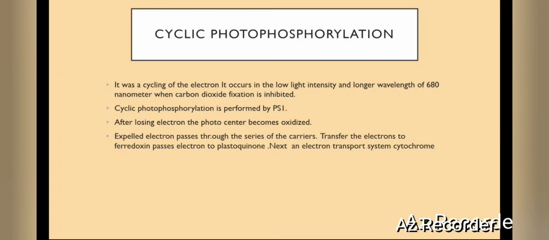Cyclic photophosphorylation. It is the cycling of the electron. It occurs in low intensity of light. It has a longer wavelength of 680 nanometers, when carbon dioxide fixation is inhibited. Cyclic phosphorylation is performed by PS1.